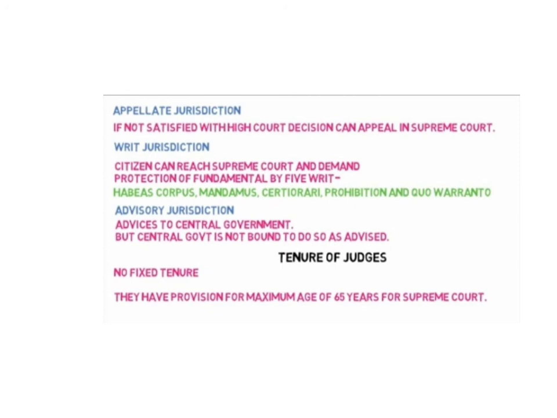Tenure of judges: no fixed tenure. There is a provision for a maximum age of 65 years for the Supreme Court. That means if a judge is 65 years, he or she will be automatically removed from the Supreme Court. But up to the age of 65 years, a judge can serve as Chief Justice of the Supreme Court.